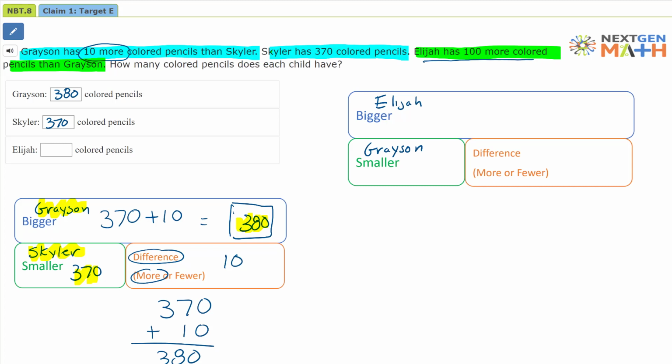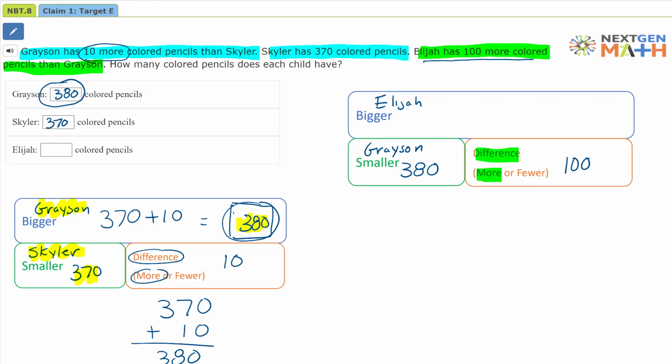Well, how many pencils does Grayson have? Well, we figured out he had 380. Remember that? We figured out he had 380. So Grayson has 380. The problem reads this. Elijah has what? Elijah has 100 more colored pencils than Grayson. So he has 100 more. That's the difference. So we're going to put 100 right here.